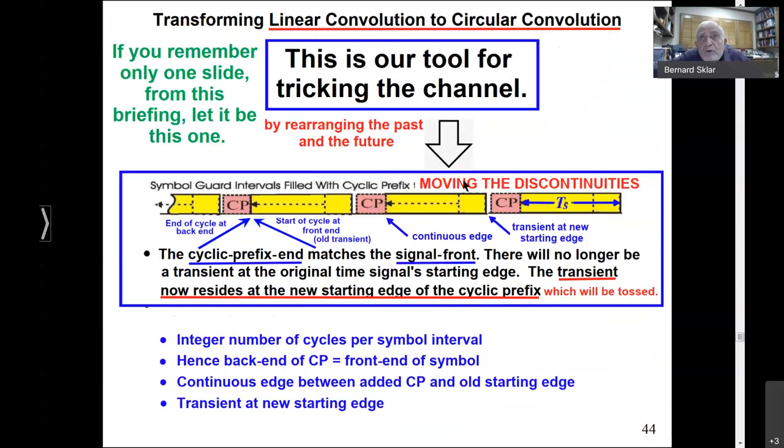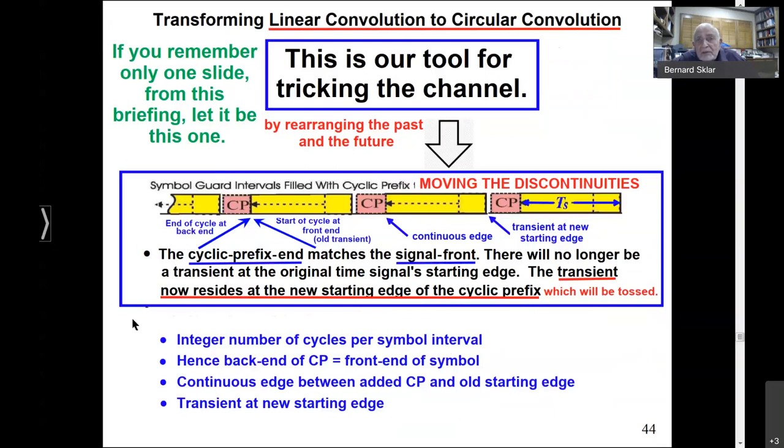It's rearranging, it's moving the discontinuities. And so here you have the cyclic prefix, and this cyclic prefix end matches the signal front over here. And this is a continuous edge. And what had been discontinuities has been moved to a new spot, right over here. And that doesn't bother us because we're going to be throwing this away at the receiver. There will no longer be a transient at the original signal's starting edge. No longer will there be a transient here. This is going to be a continuous edge. The transient now resides at the new starting edge of the cyclic prefix, which will be tossed.